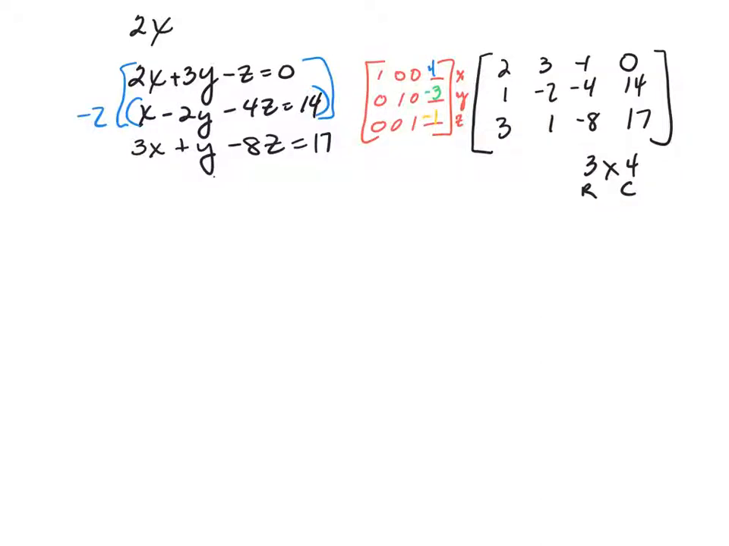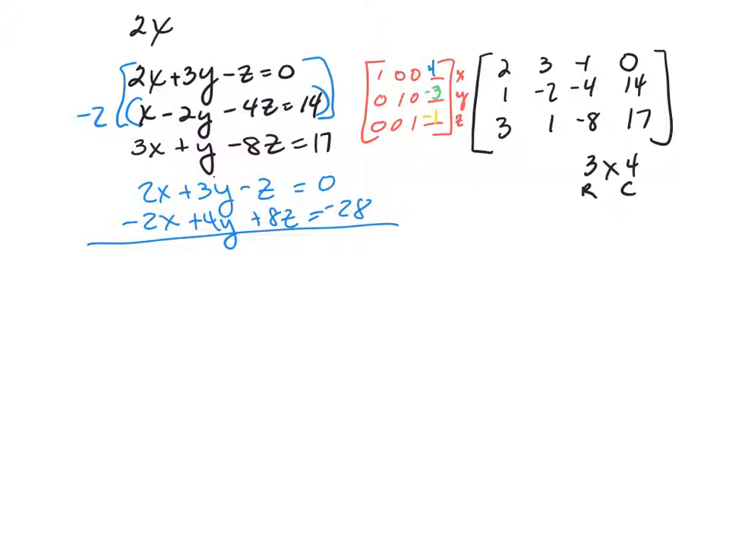So we're going to eliminate the x in the first and second equation. So we have 2x plus 3y minus z equals 0. And now we have negative 2x plus 4y plus 8z equals negative 28. When we add those two equations together, you have 7y plus 7z equals negative 28.